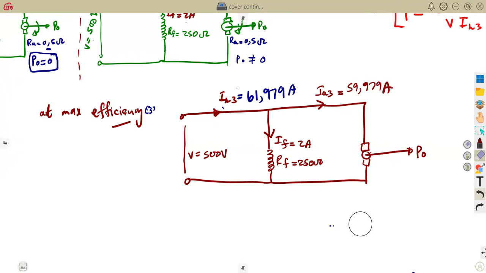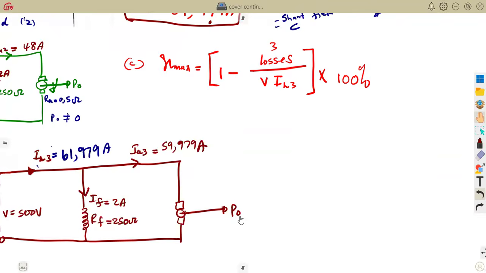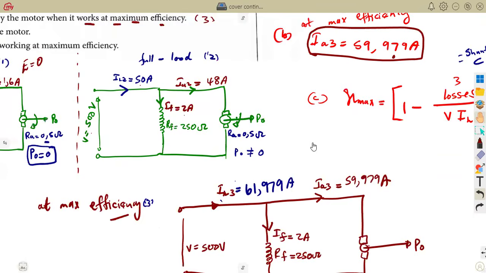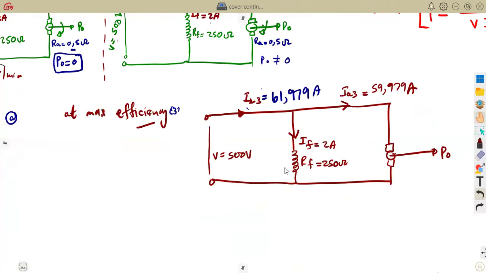So what's the purpose of determining this, guys? It is because of the losses. Remember, I said these losses will just remain the same, because for the shunt field, if you check here, nothing has changed. So the losses will be the same. Remember, when we talk about losses, we're talking about the power.